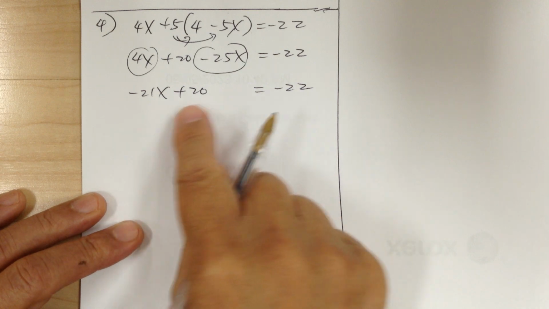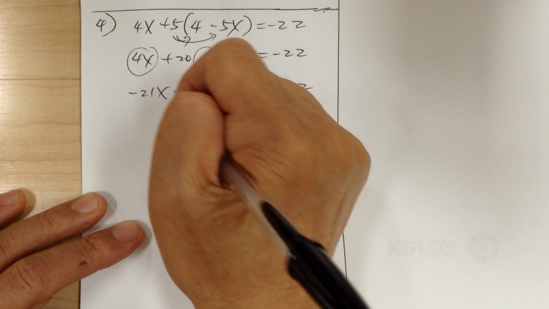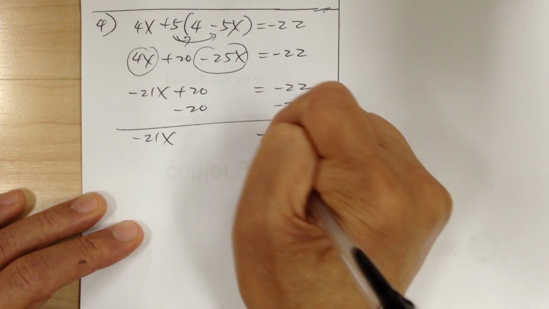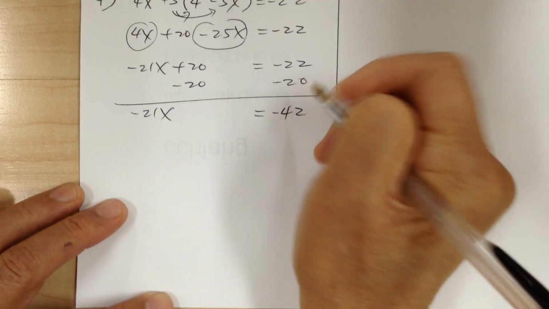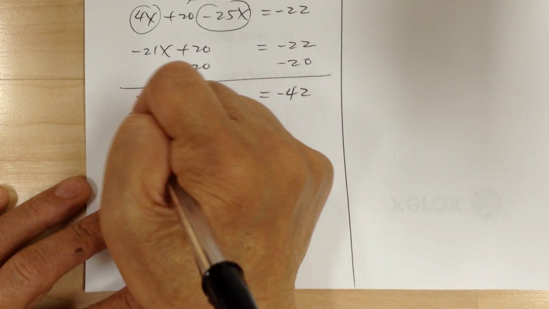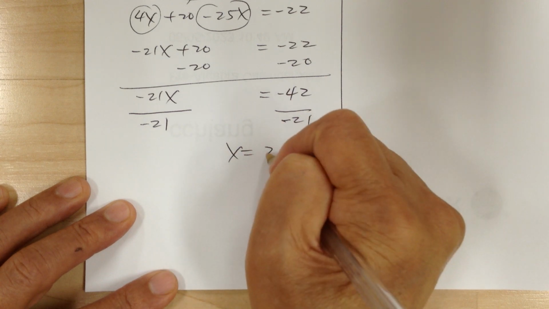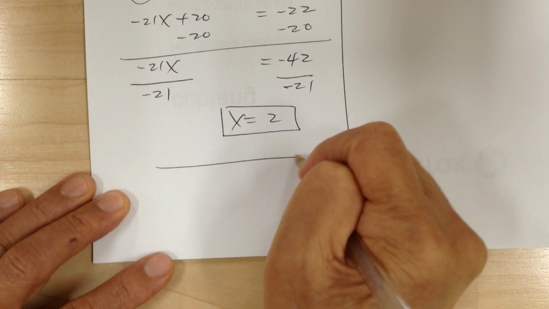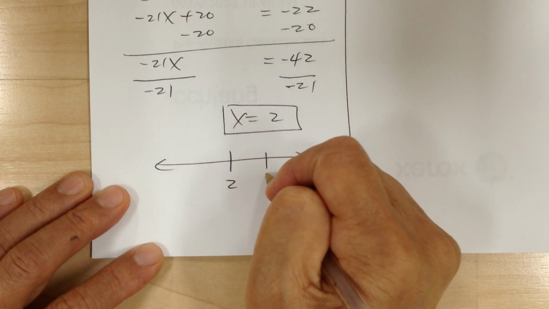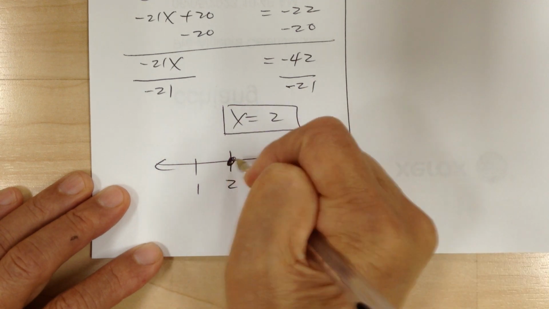Now you have a number and a variable, so I'm going to move the number to the other side because the variable is on this side already. So minus 20 on both sides. So negative 21x is equal to negative 42. Again, same sign, you add the numbers together. After that, divide both sides by negative 21. So x will equal positive 2. To graph that, you put whatever number you're going to graph in the middle, and just go one number on each side. That's enough. And just put a dot right over here.